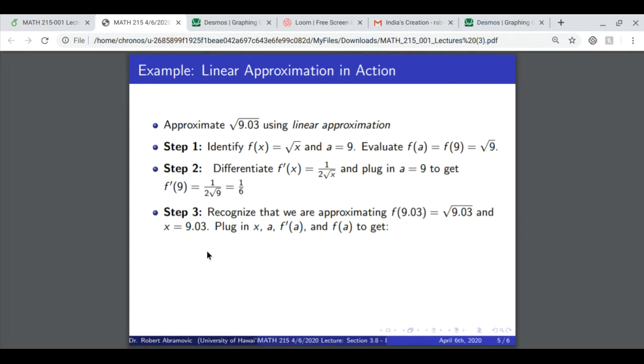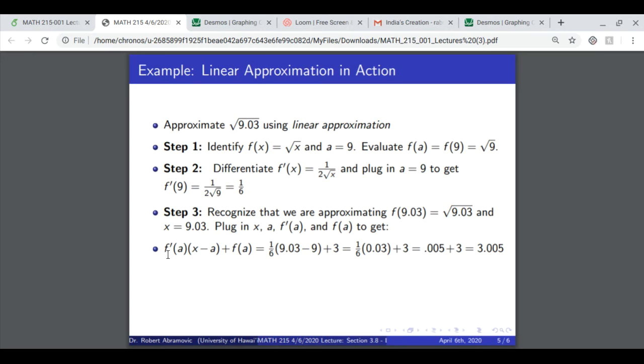The next step is to recognize that we are approximating f of 9.03, which is the same as square root of 9.03. And so what is x? What's the input value at which we're approximating the output value, f of x? It's 9.03. Now we have all the values we need to plug into our formula: x, a, f prime of a, and f of a.